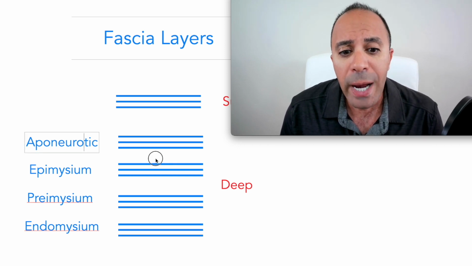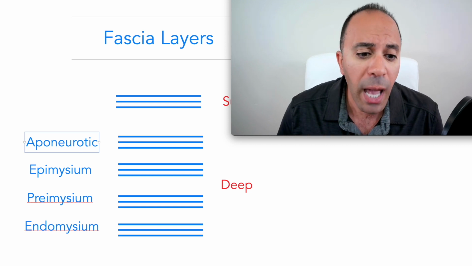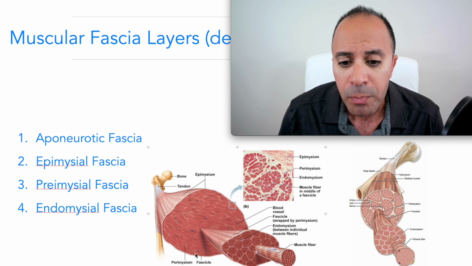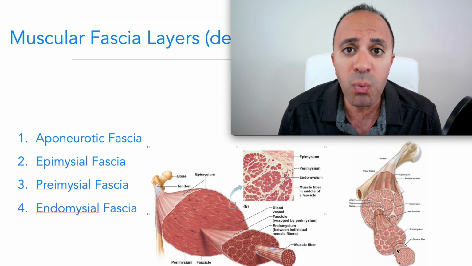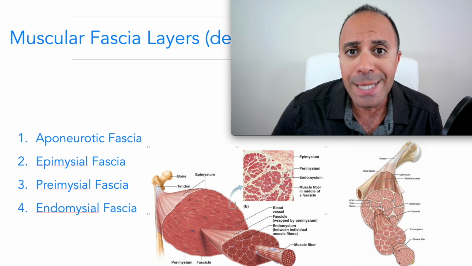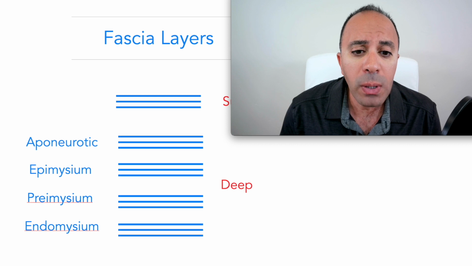The aponeurotic fascia layer wraps a group of muscles, then we have the epimysium wrapping the entire muscle, then the perimysium wrapping a group of fibers, a bundle of fibers here, and at the end we have the endomysium wrapping each individual fiber. I'm going over this because it's a very complex system, and it's extremely important to address all these layers.